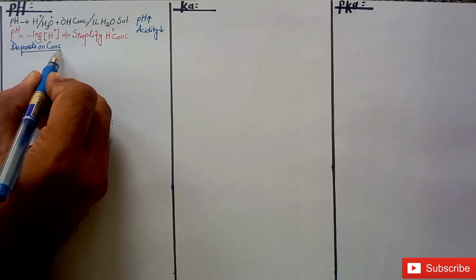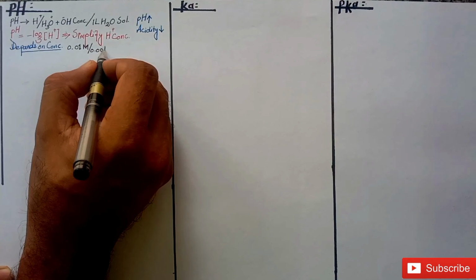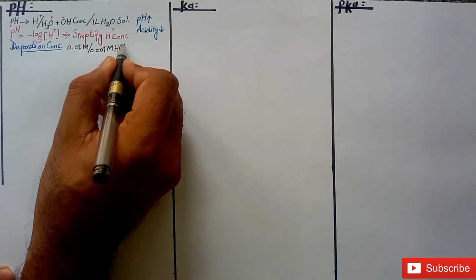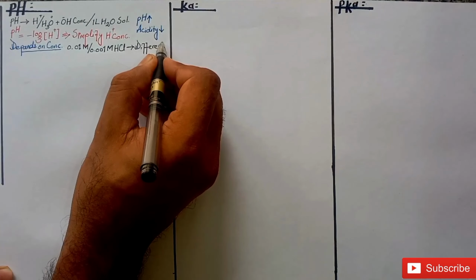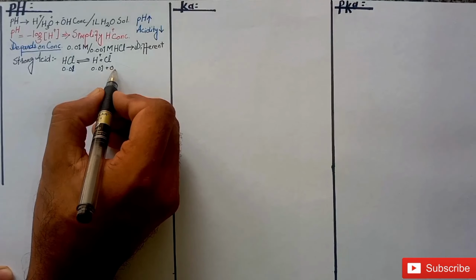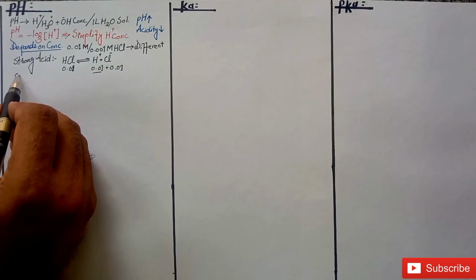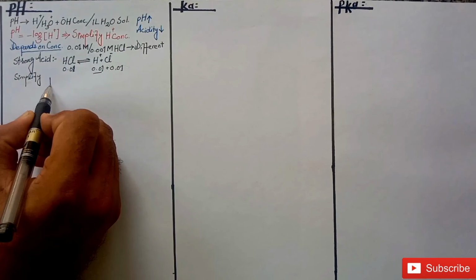For example, 0.01 molar hydrochloric acid solution and 0.001 molar hydrochloric acid solution have different numbers of hydrogen ions as well as different pH. Hydrochloric acid is a strong acid. When we dissolve 0.01 mole of hydrochloric acid in 1 liter of aqueous solution, it completely dissociates and gives 0.01 mole of hydrogen ions and 0.01 mole of chloride ions in aqueous solution.